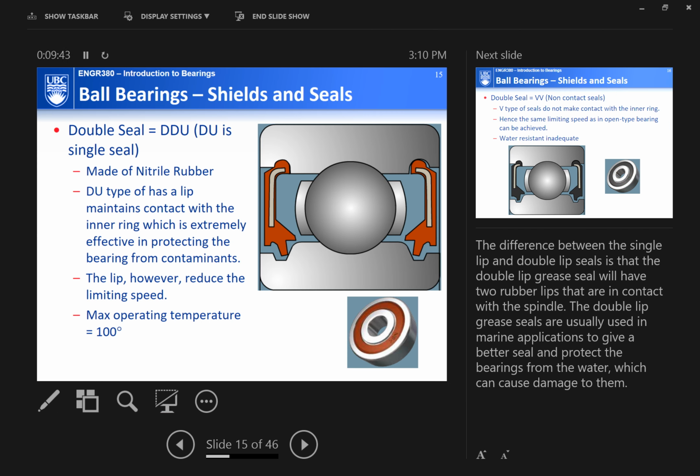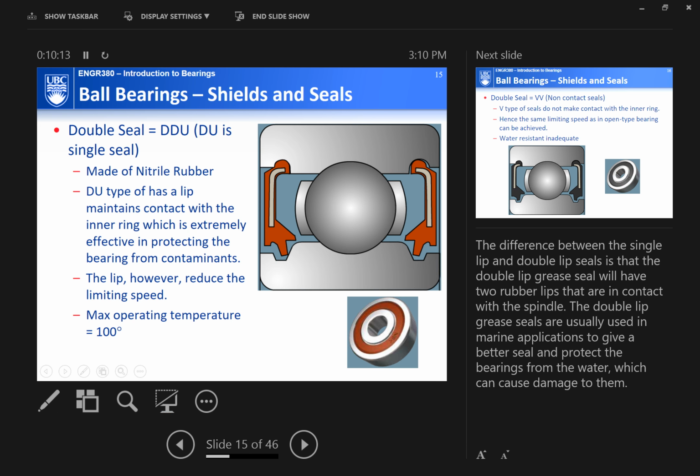And this one shows you, instead of a shield, it's using a seal. Seals are made of nitrile rubber, and notation-wise, if you see DU, it means a single seal. If it's DDU, it means a double seal. Some manufacturers probably have slightly different notations, though, so just read the catalog carefully in terms of the meaning of the prefix and the postfix.